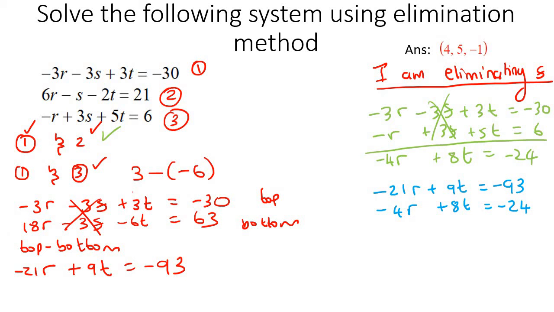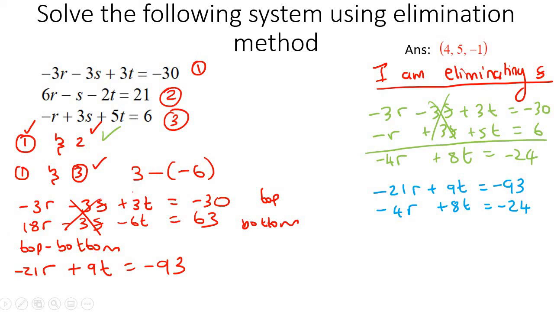Now you can decide now. We're not trying to eliminate s. There is no s because we eliminated it. So now we have two variables, which is what we wanted. So now you can decide to eliminate the r or the t. I'm going to go for the t because I know that I can turn both of these into 72.